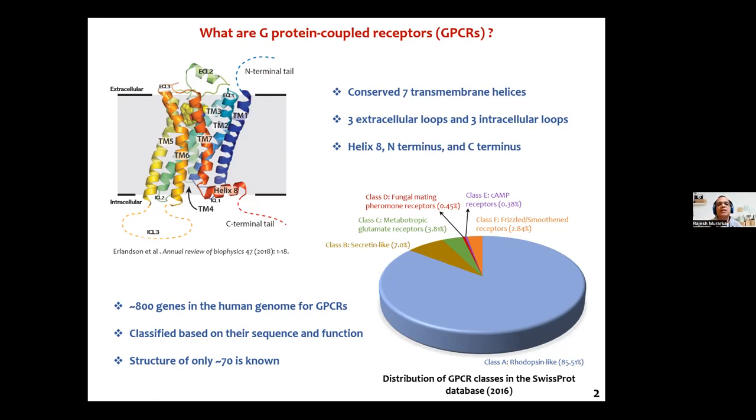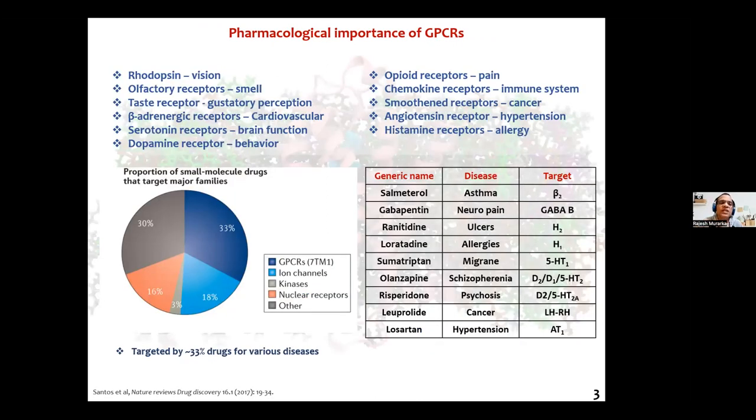And why are GPCRs important? GPCRs are involved in all kinds of physiological processes we can think of. To give you an example, there is a receptor called the adrenergic receptor, which is involved in cardiovascular function. Then you have rhodopsin, which we all know is involved in vision.